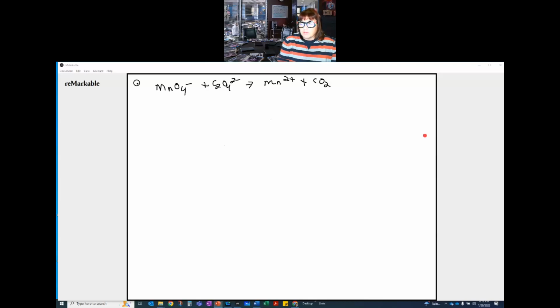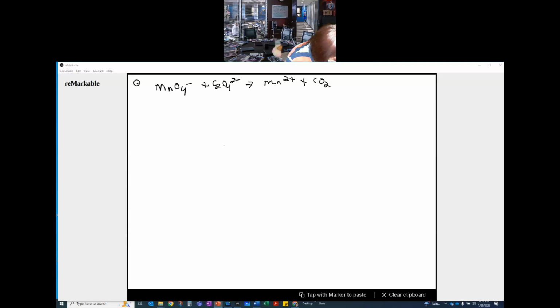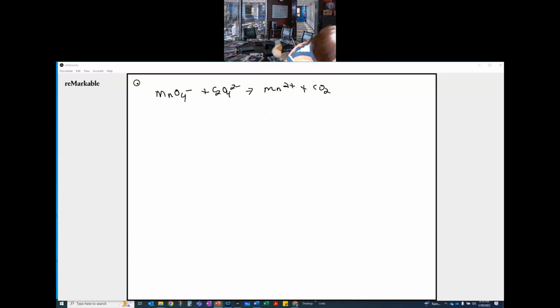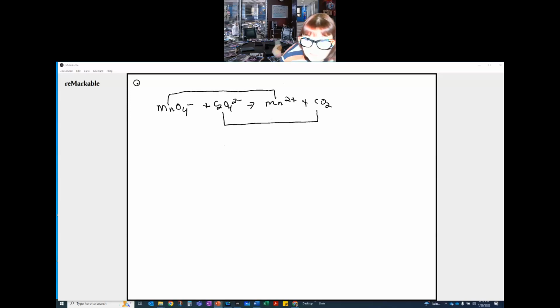I call it skeleton. We want to assign oxidation numbers to each species. Okay, fine. Move this down a little bit. I'm doing that so that I can see the line above and the line below. Mn connected to an Mn, and carbon connected to a carbon.